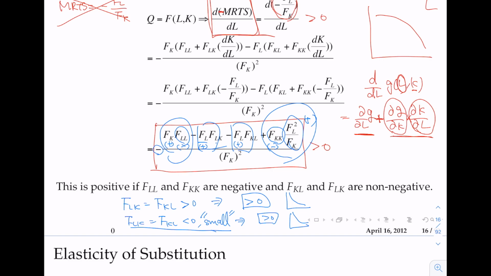So anyway, what's the meaning of this f_LK? f_LK is the partial derivative with respect to L of f_K. I should not say times. I just meant the partial with respect to L of f_K. So what does it mean? What does it mean for this to be positive?